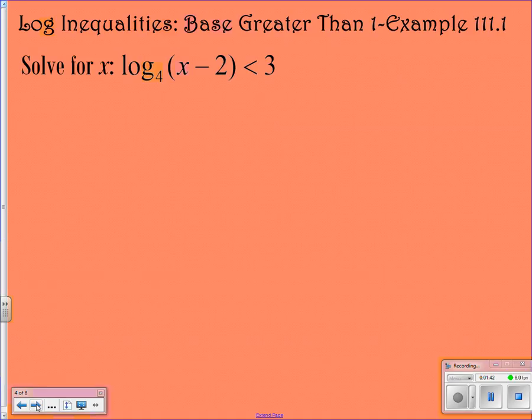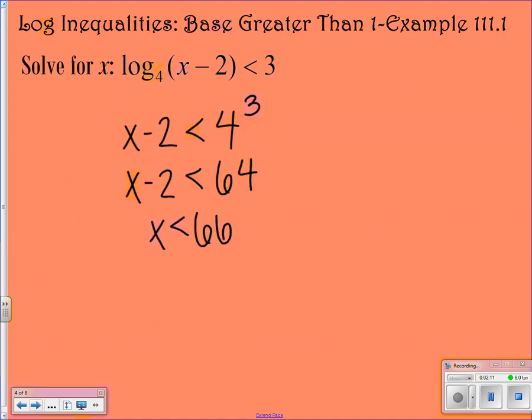So we want to solve for x, and we have log base 4 of x minus 2 less than 3. So basically, you're going to take your x minus 2, and instead of saying equals 4 to the third, it's going to be less than 4 to the third. Okay? And so now we say x minus 2 is less than 64. So x has to be less than 66.